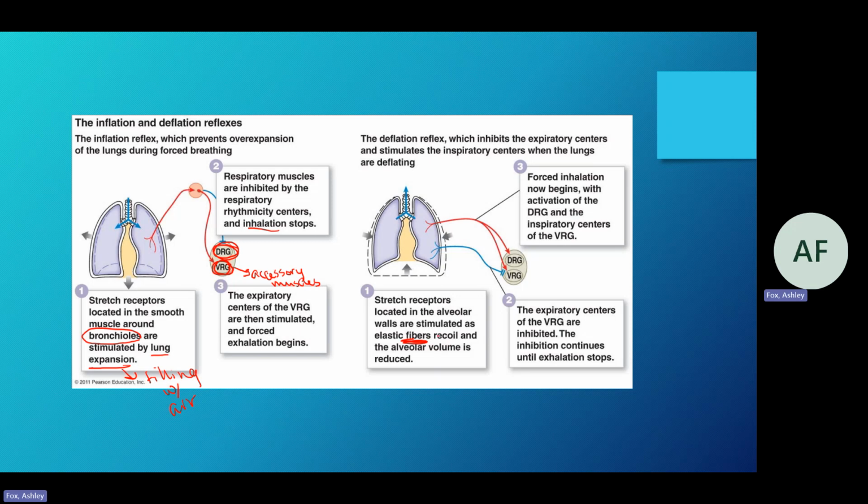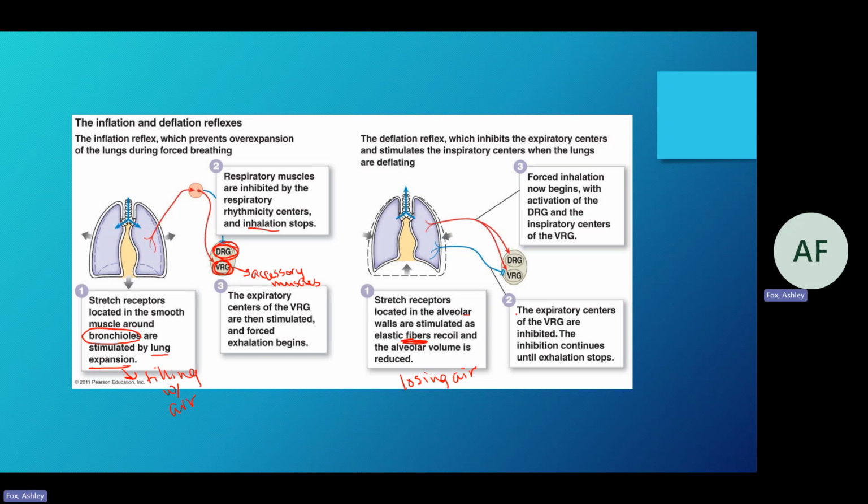So once the alveolar stretch stops, they snap back. So it has that recoil effect. When the fibers are recoiling, this means it's deflating and getting smaller. So it's losing air because you're breathing out.